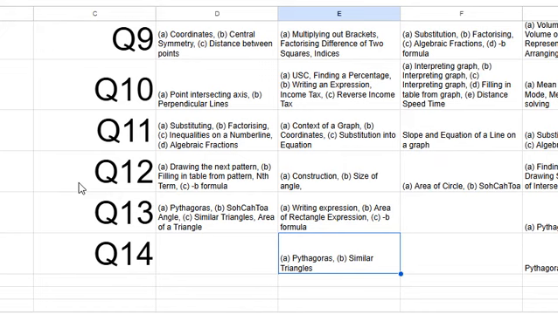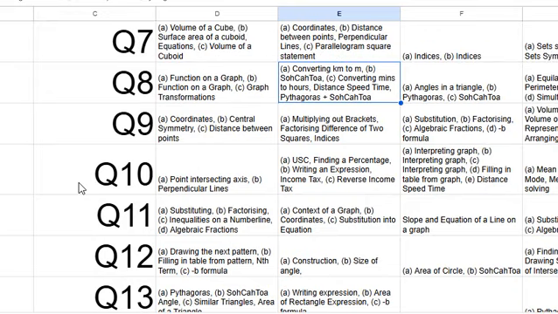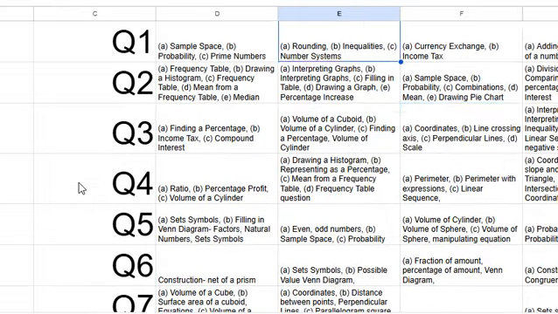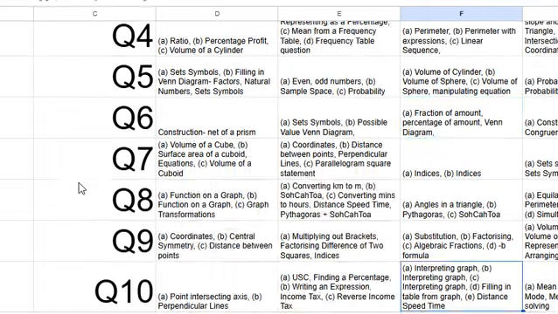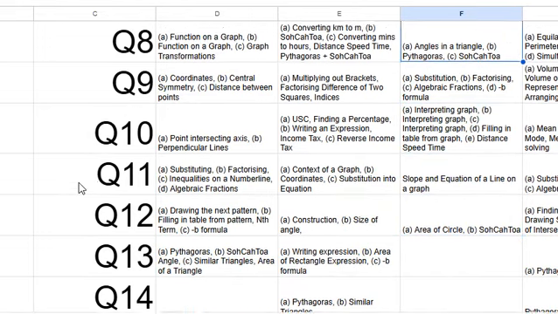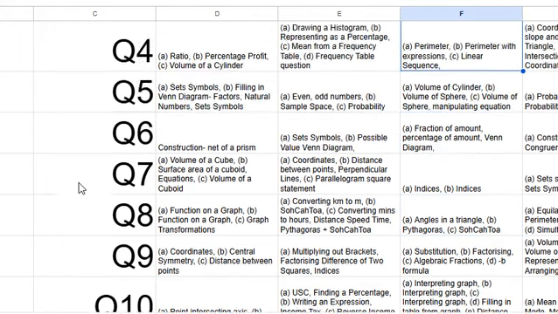The year before, Pythagoras came up in question 14a. You see SOHCAHTOA came up there in part B of question 8, and it came up in part C as well, Pythagoras and SOHCAHTOA. You needed to use them for that question. The year before then, 2022, SOHCAHTOA came up in question 12. And Pythagoras and SOHCAHTOA came up in question 8.